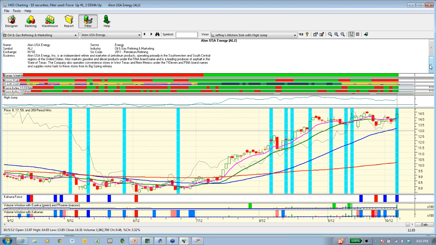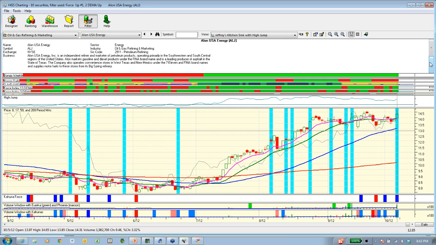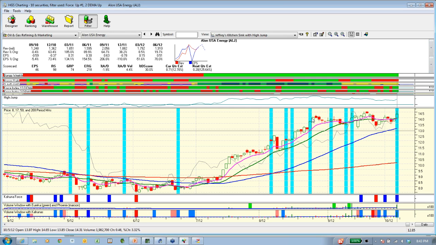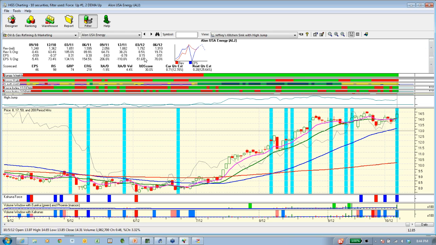Alon USA is another refiner, and also they have gas station markets, gasoline through gas stations. I like this. It's gone sideways for a couple of months, and then what happened on Friday? Huge volume, big kahuna, a pocket pivot, and running again. And I'm looking at the earnings per share, and I see some expansion coming in. It trades at a multiple of 28, and you could see a big bump up in earnings being projected.